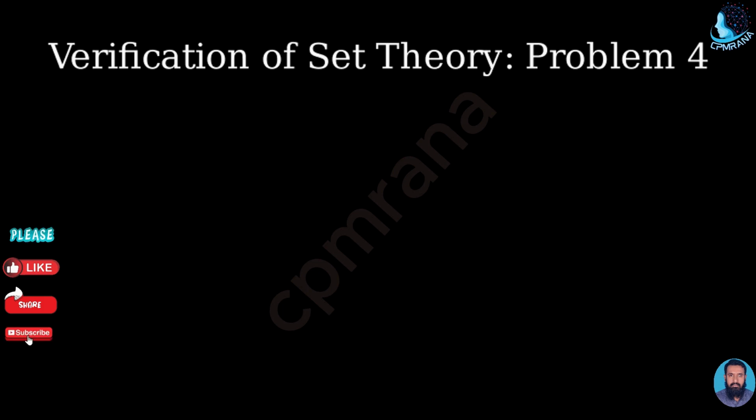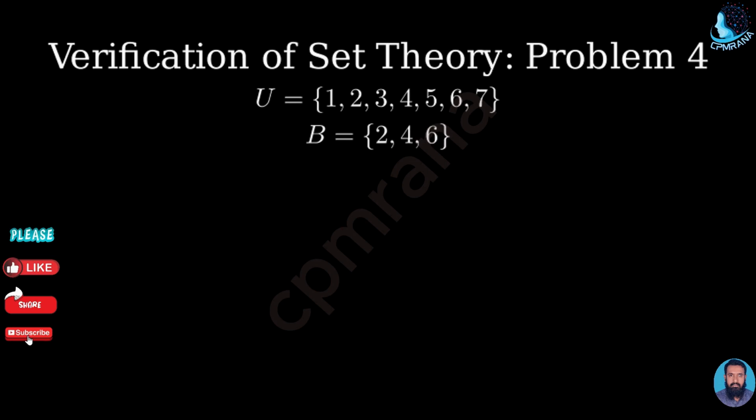Let's define our universal set U. U equals the set containing 1, 2, 3, 4, 5, 6, and 7. Next, we have set B, which contains 2, 4, and 6. And finally, set C, which contains 3, 4, 5, 6, and 7.